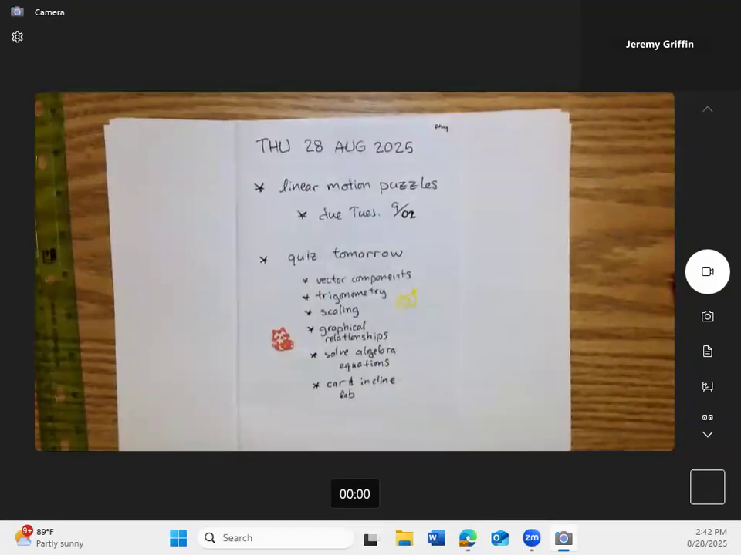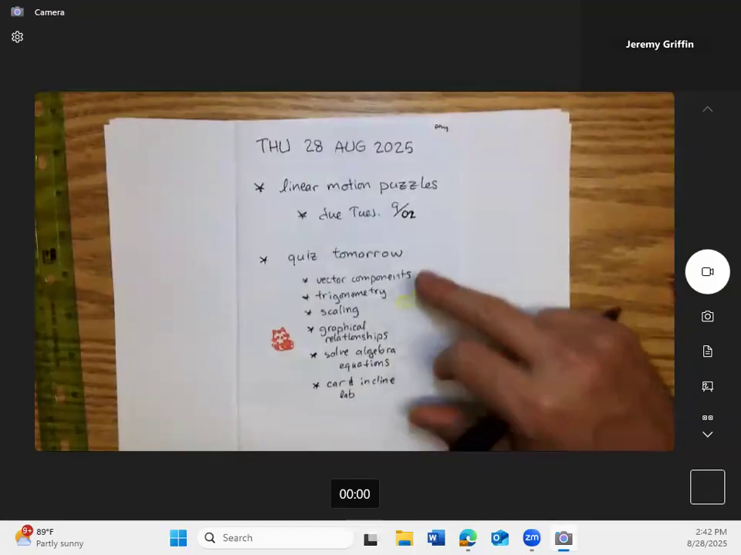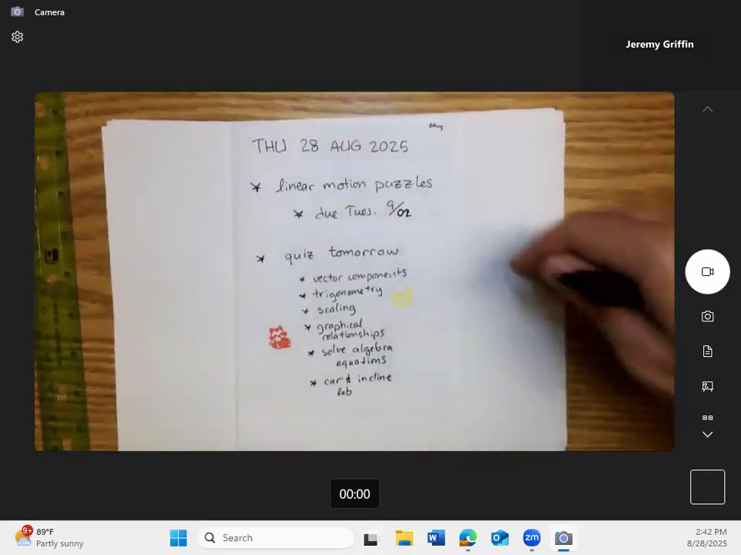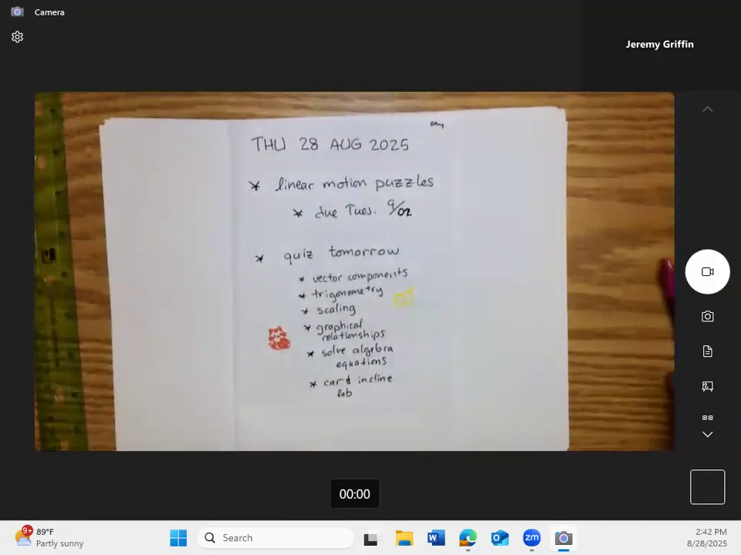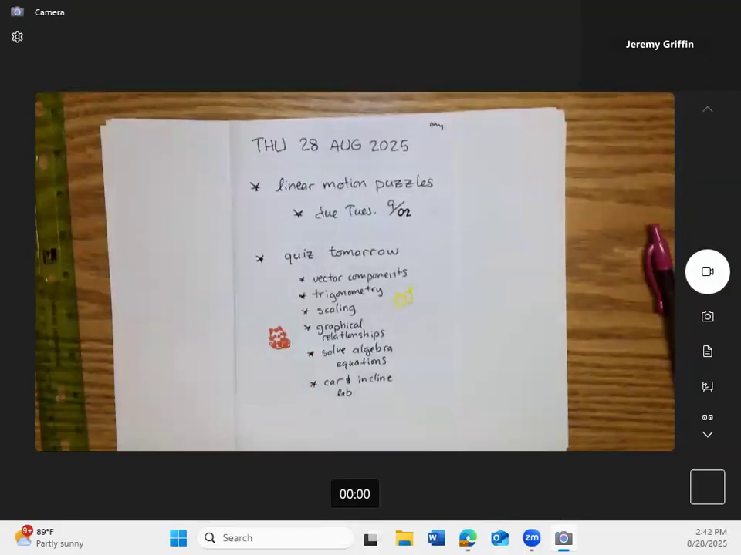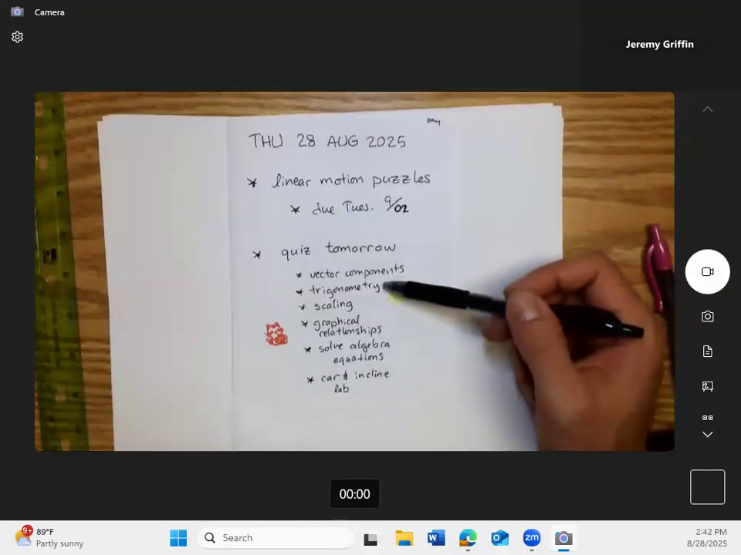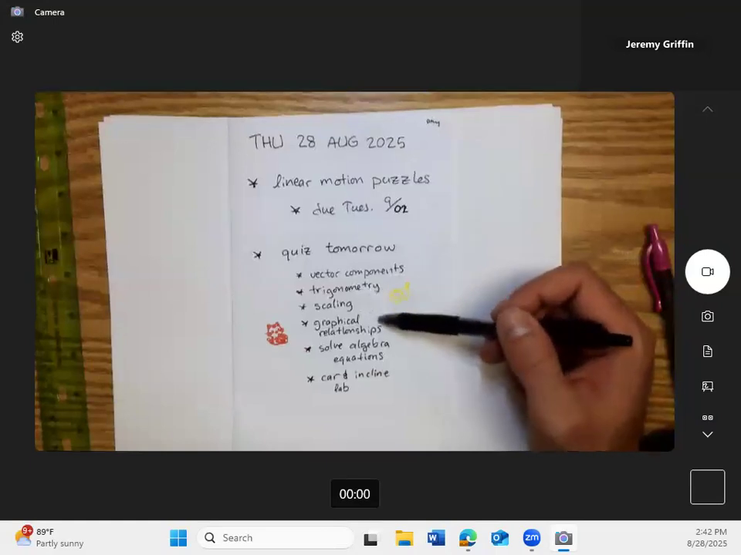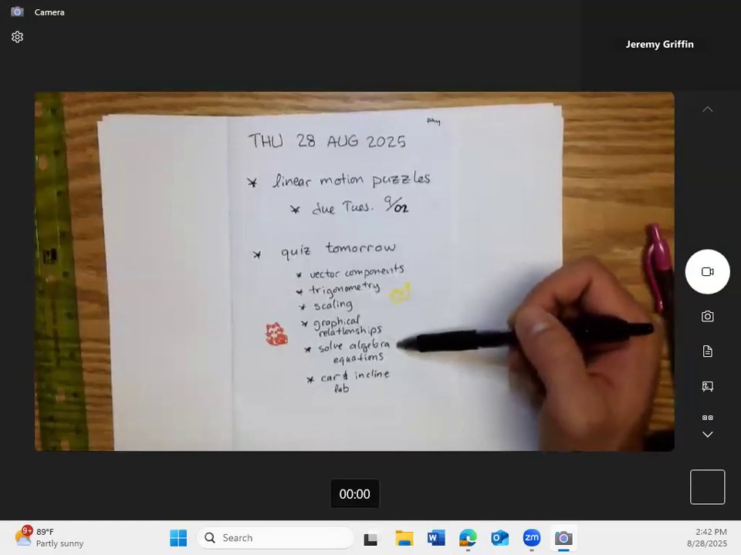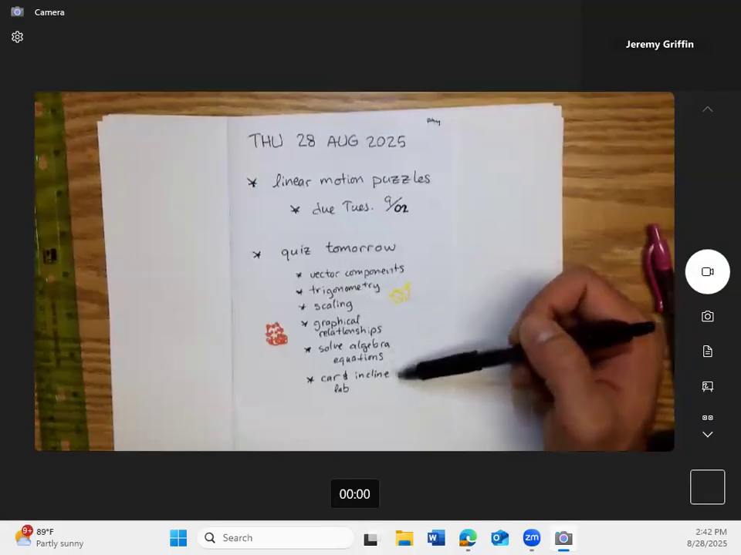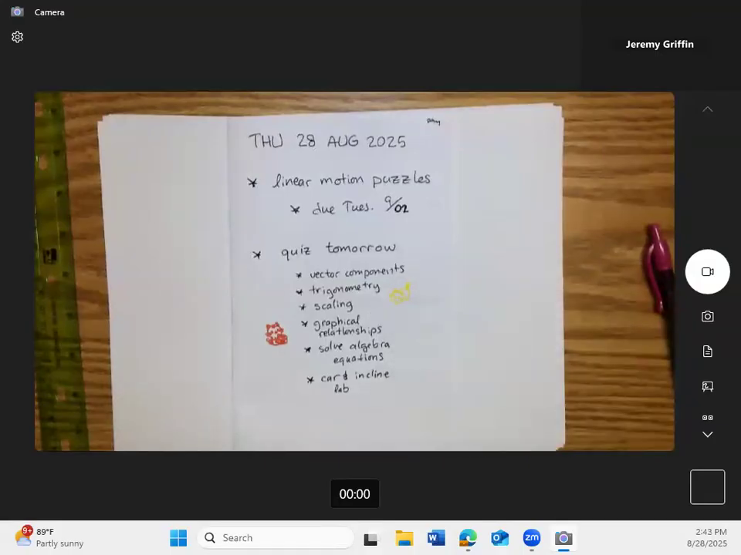Okay. So let's do a quick quiz review here. We'll do a quiz review, and then we'll solve some linear motion puzzles, and then let's do the end of class stuff. Okay. So, I want you guys to know these things. Here, let's go at this list. Vectors and vector components, some trigonometry, scaling, graphical relationships. Can you solve some basic algebra equations? I have a few questions that might be related to that carbon incline lab because we did spend a few days going over that.